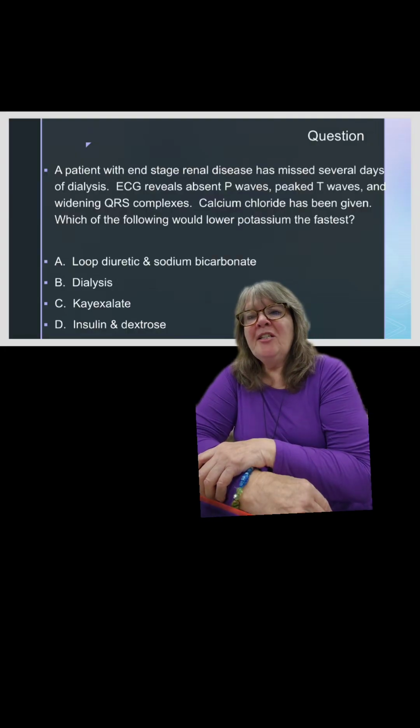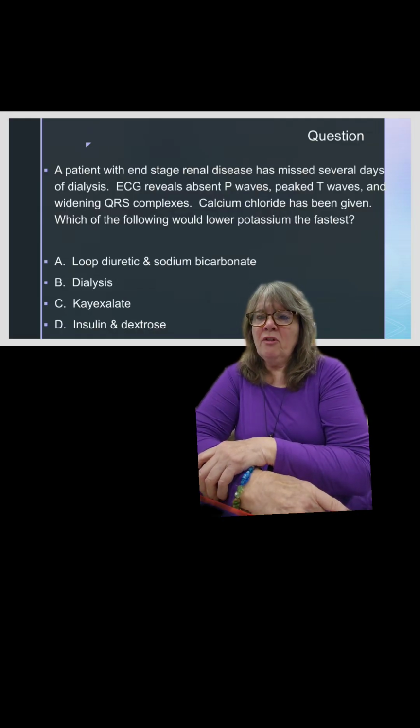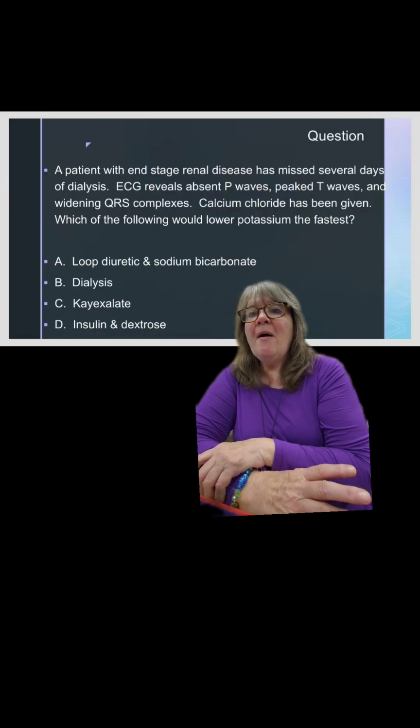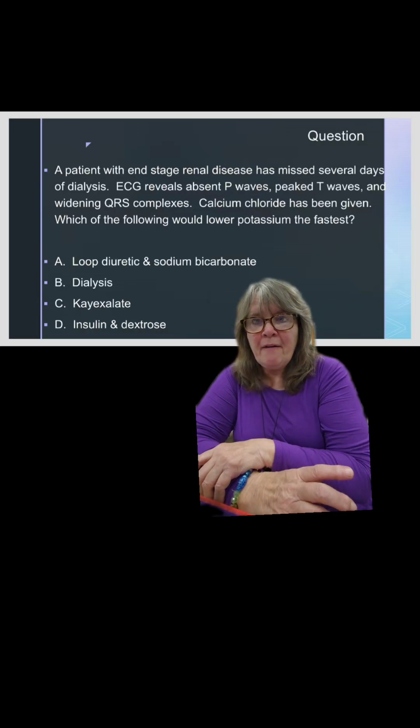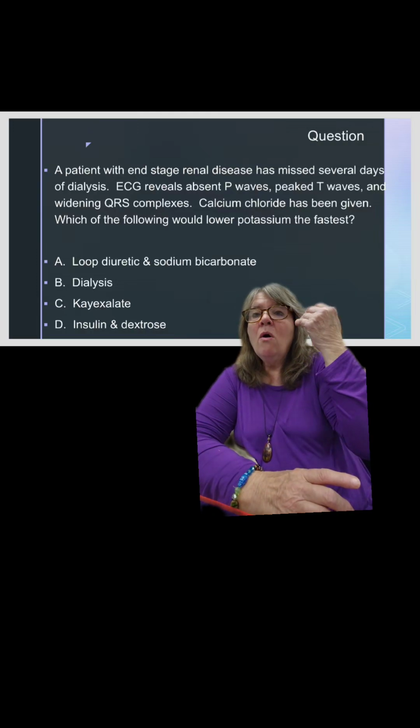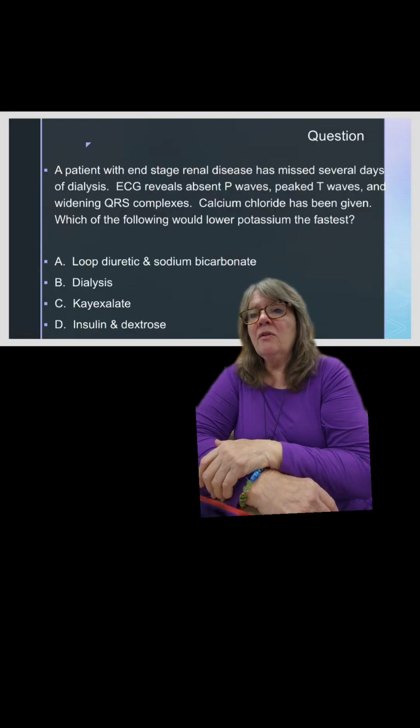I'm sure you answered D, which is insulin and dextrose. Absolutely. It is the quickest method to translocate potassium from extracellular to intracellular. It moves potassium intracellularly. That's what insulin does. And we know that dextrose is given along with it so that we don't have the hypoglycemic effects that insulin could cause. So we buddy that up with dextrose.